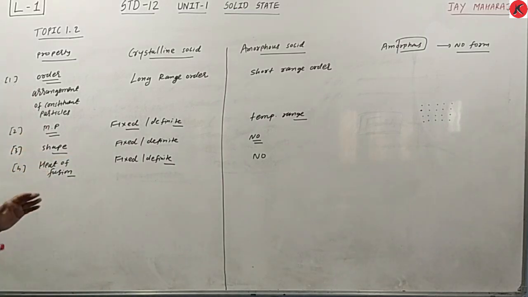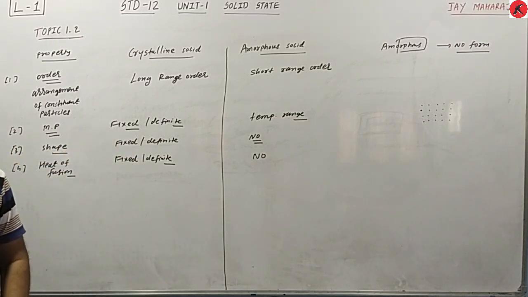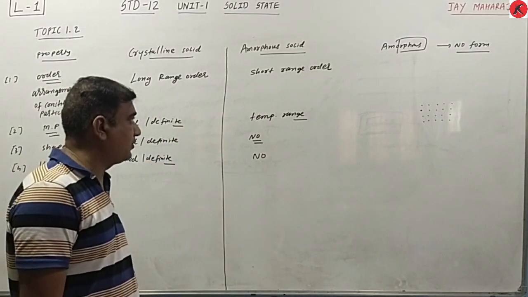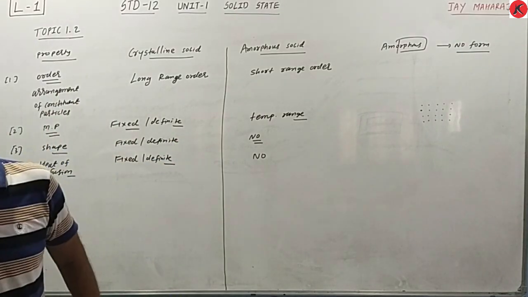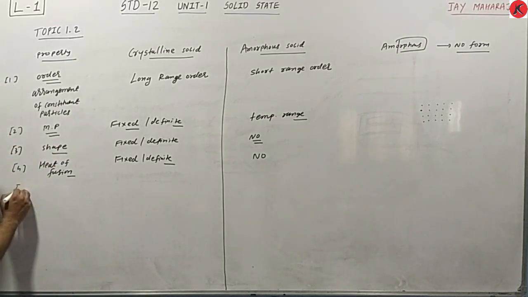These are the similar points. Melting point છે, shape છે, heat of fusion છે. અને crystalline solid છે એમાં ફિક્સ હોય, બધી વેલ્યુ ફિક્સ હોય. આ જે amorphous solid છે એમાં ફિક્સ ના વેલ્યુ. Now these are the main points.